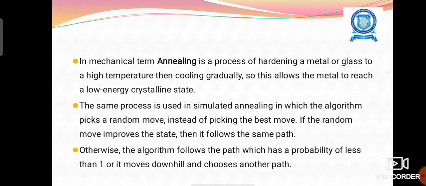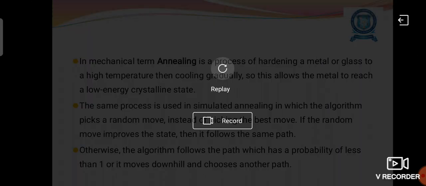The same process is used in simulated annealing, in which the algorithm picks a random move instead of picking the best move. If the random move improves the state, then it follows the same path. Otherwise, the algorithm follows the path with a probability of less than 1, or it moves downhill and chooses another path. So that's all about the topic.